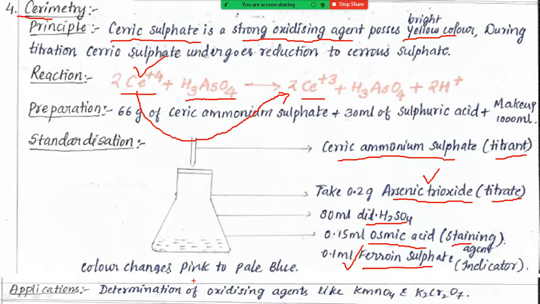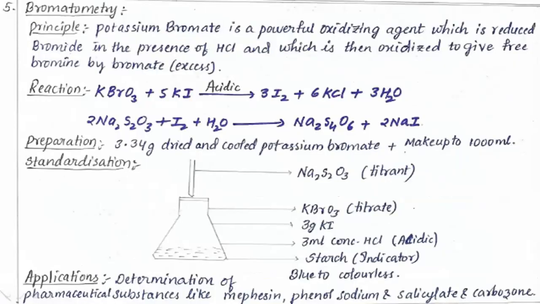So here the end point is pink to pale blue color. So this is about cerimetry. Cerimetry will be useful for determination of oxidizing agents like potassium permanganate and potassium dichromate. So these compounds also will be estimated by using cerimetry. And the next one is bromatometry.